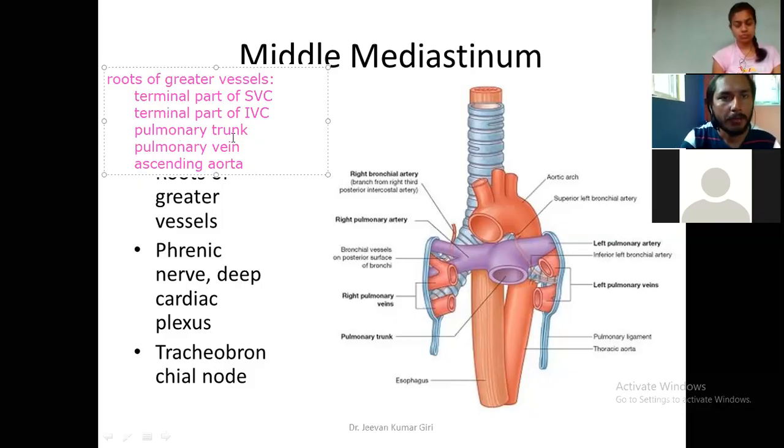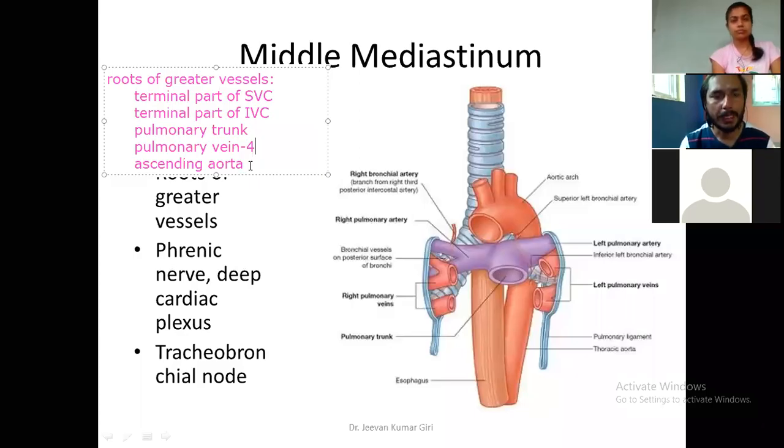See, so pulmonary vein, pulmonary trunk, pulmonary vein. There are 4 pulmonary veins. So they are the greater vessels. They are the root. Either veins are coming to the heart or arteries are leaving from the heart. So they are considered as the root.